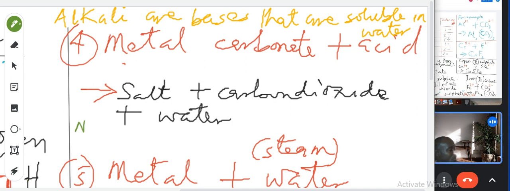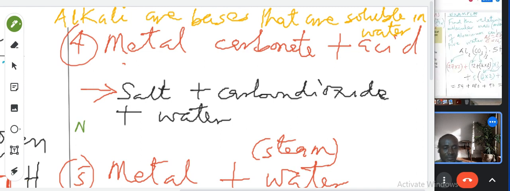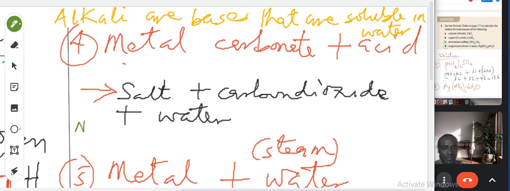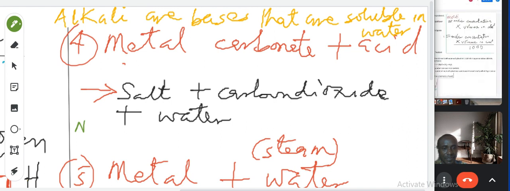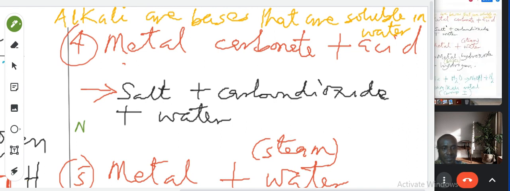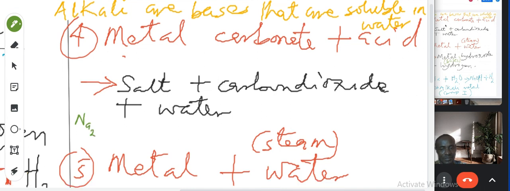Valency of sodium is 1 plus. Valency of carbonate is 2 minus, remember? So it will be Na2, and then carbonate. Carbonate is just CO3. Yeah, CO3 is carbonate.